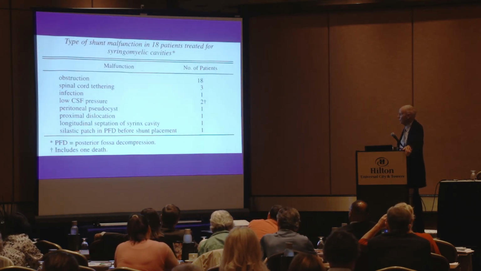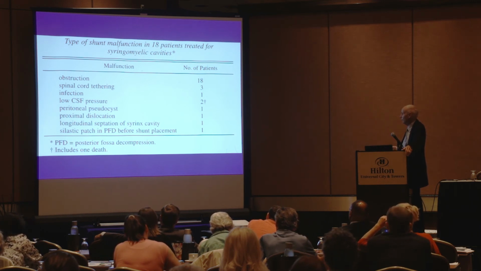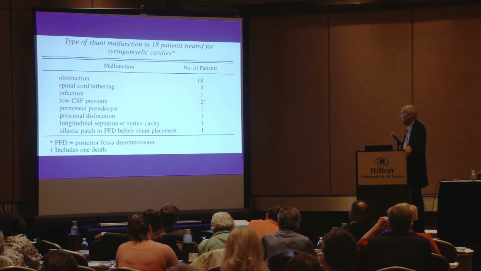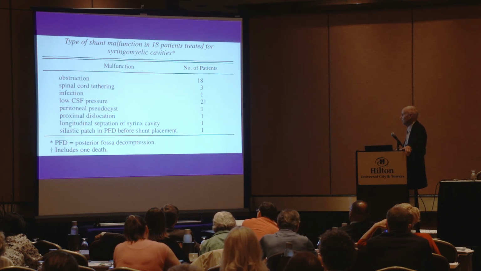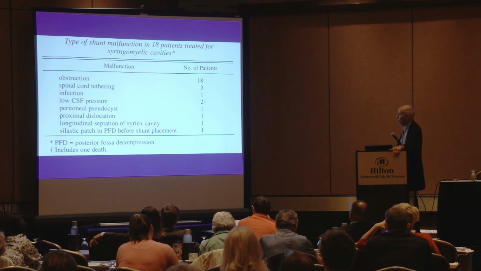In our own experience, we had 18 patients who developed shunt obstruction, 3 with tethering, 1 with infection. Low CSF pressure can result, and one patient who had this low pressure syndrome actually died. People can develop problems at the far end of the catheter. If it's implanted into the abdominal cavity, they can form a cyst around it, particularly if there's a low-grade skin contaminant infection.